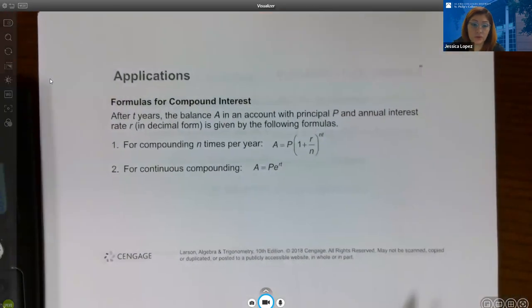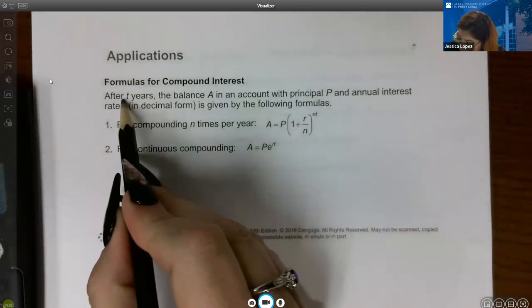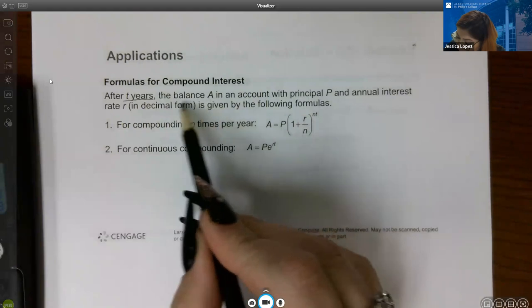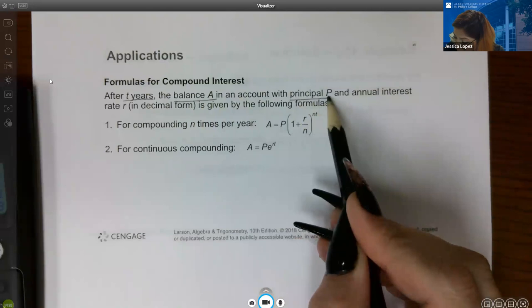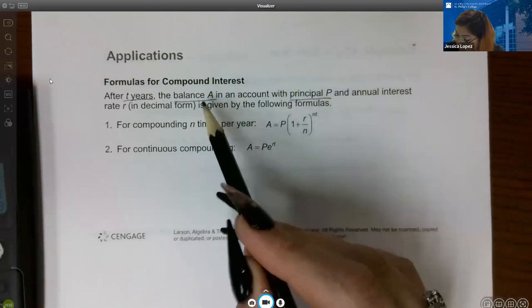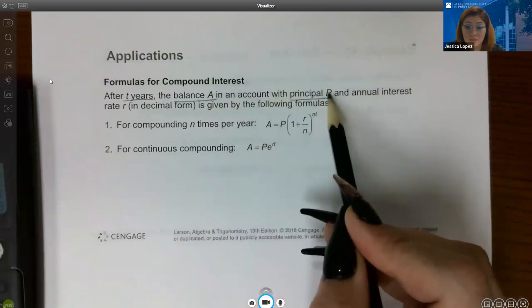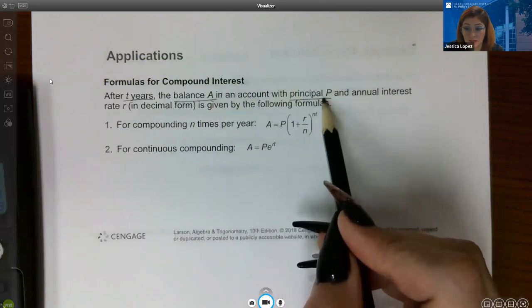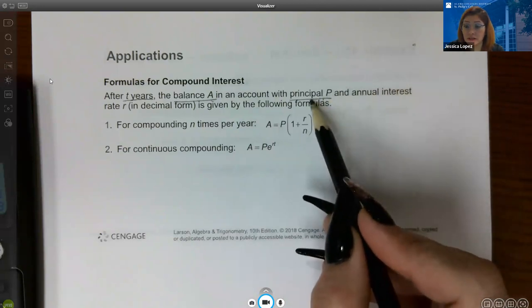Okay, now we do have some applications of exponentials. One of those applications has to do with interest and compounding interest. So if you have t in years, your balance is A, your principal is P. A is the amount after some time in the account, and P, principal, is what you put into the account, or if you borrowed it, what you borrowed. That's what principal stands for.